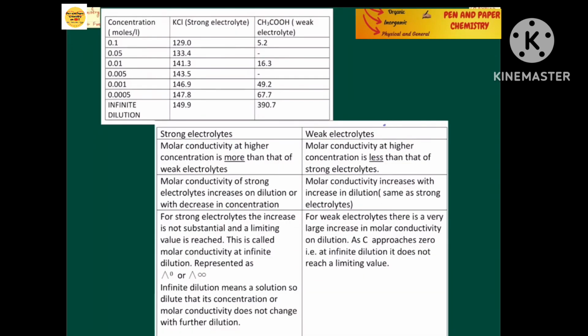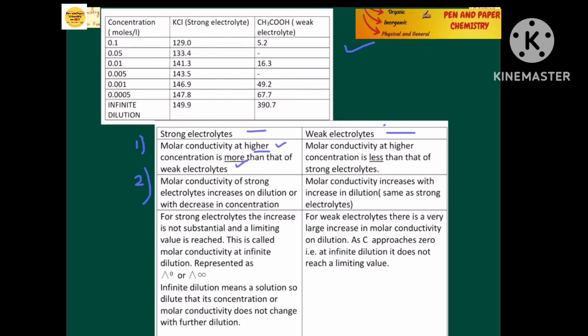Now, here again, I have placed the chart in front of you and we've got the points written for the strong and the weak electrolytes. So, we are going to generalize some points. Molar conductivity at higher concentration of strong electrolytes is greater than that for weak electrolytes. We are not saying that it is very high. What we are saying is that out of the two, strong electrolytes have higher molar conductivity as compared to the weak electrolytes. That becomes our first point.